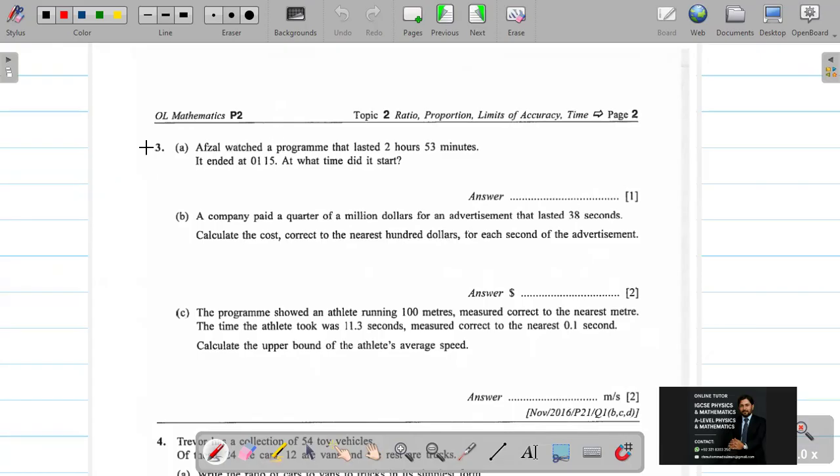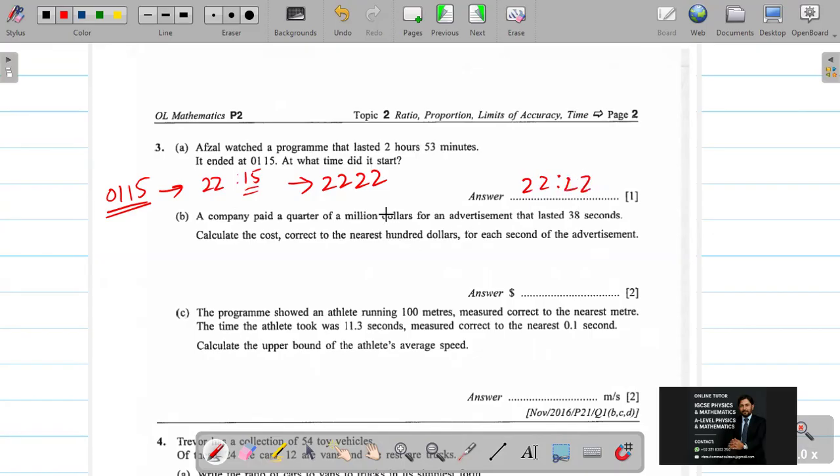So 01:15 is the original time. I will have to go 2 hours back, 1 hour back, 1 hour back. Almost I'm taking 3 hours back, so the time will be like 20 to 15. And 7 minutes should be added because 53 is there. So I will say it is 20 to 22.